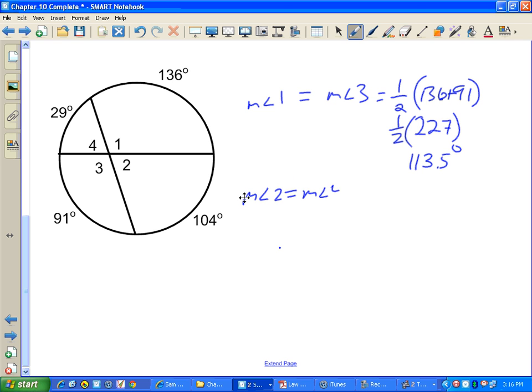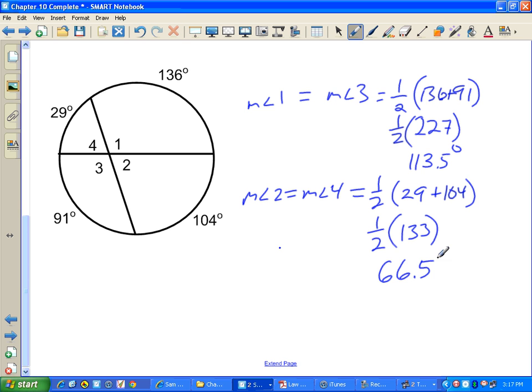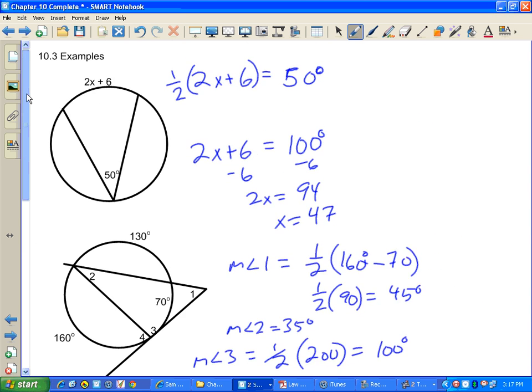Angle 2 is going to be the same as the measure of angle 4, which should be, okay, we could do whatever supplementary with this, but let's do the new way. Half of 29 plus 104. Okay, 104 and 29. So that's half of 133, which is 66.5. Okay, and these do in fact add up to 180. Okay, so that's how we can use arcs to find angles or angles to find arcs.